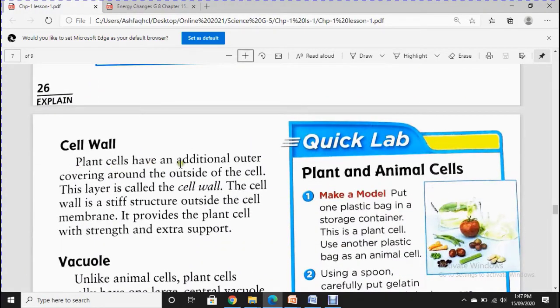Plant cells have an additional outer covering around the outside of the cell. This layer is called the cell wall. The cell wall is a stiff structure outside the cell membrane. It provides the plant cell with strength and extra support.